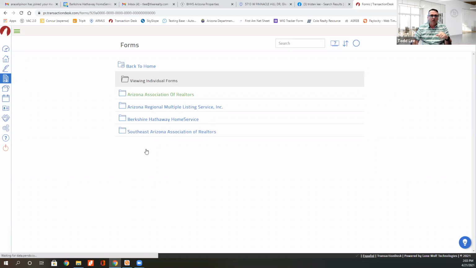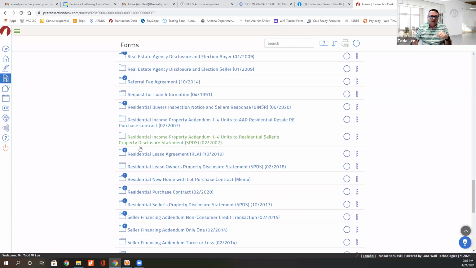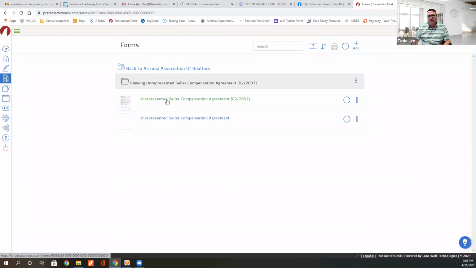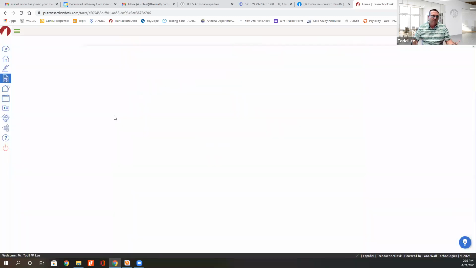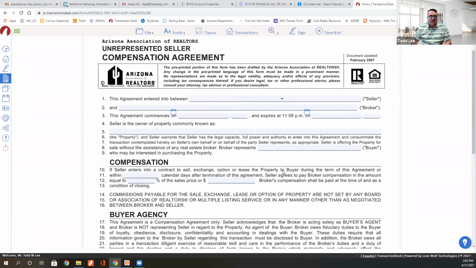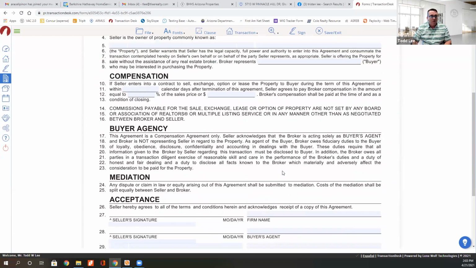The last one I want to go into is the unrepresented seller. Especially in today's market, when we're trying to find listings, when we're trying to find houses for our buyers, we're coming upon for sale by owners. It's really imperative that you get this signed off on before you take your client over to that house. If your client goes over to the house with you and the seller refuses to sign this, guess what? You're not getting paid unless you have a buyer broker agreement.